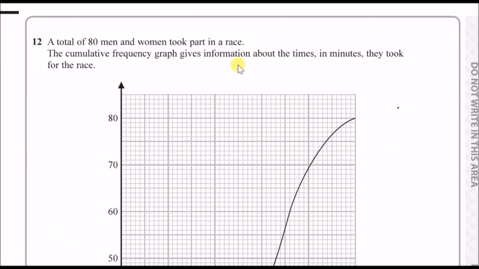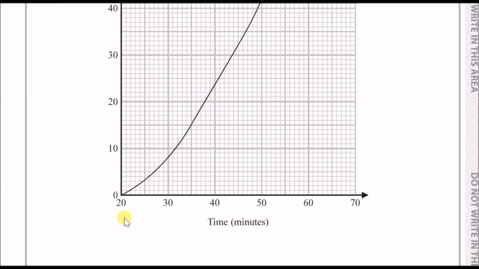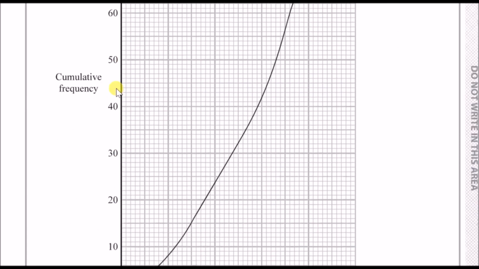Alright, guys, number 12. Alright, so it says that a total of 80 men and women took part in a race. Now, a cumulative frequency graph gives information about the times in minutes they took for the race. Okay, so breaking this down, we can see that across the horizontal axis this is all the minutes they spent. And on the vertical, we've got the cumulative frequency for all the adults combined, yeah?